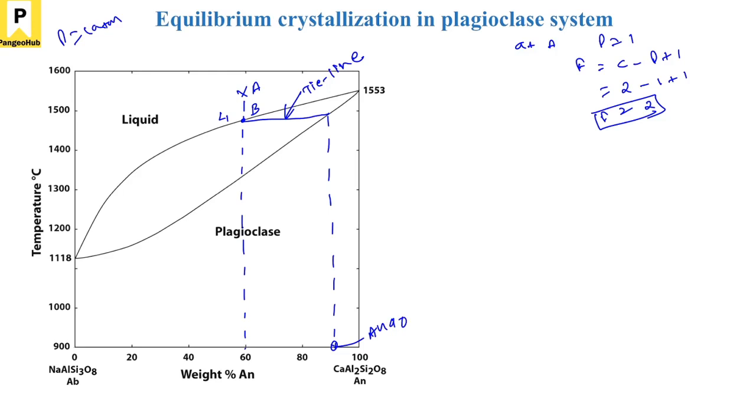Now we have fixed the pressure. We have two variables, one is temperature, another one is composition. So let's see how these two variables, or the two vectors, are varying. I'm drawing a zoomed in view of this. So you have something like this. This is your liquidus.